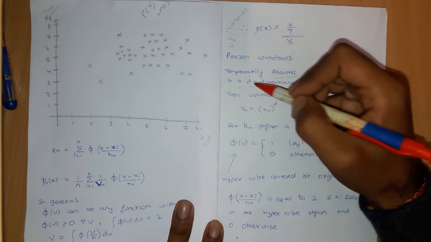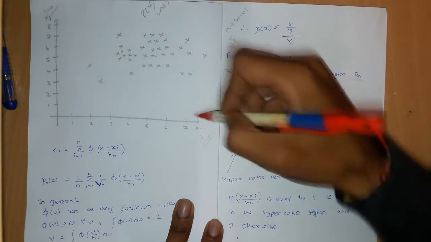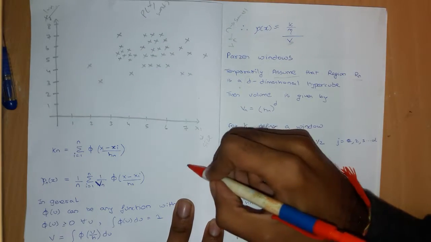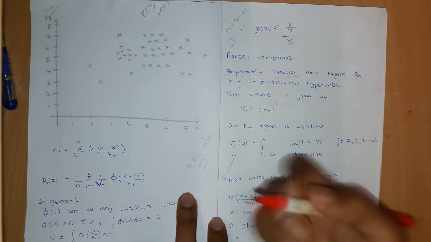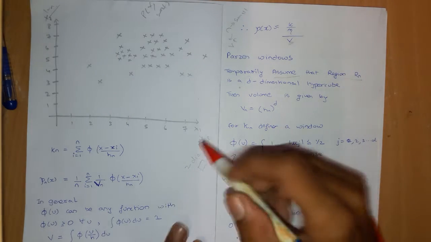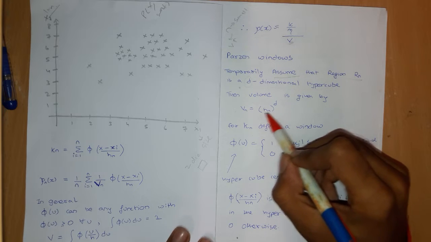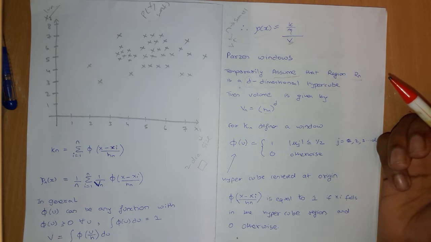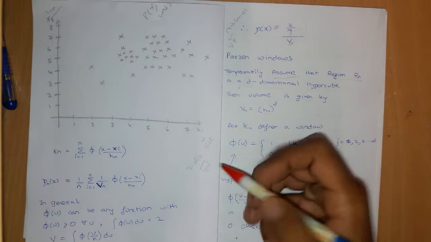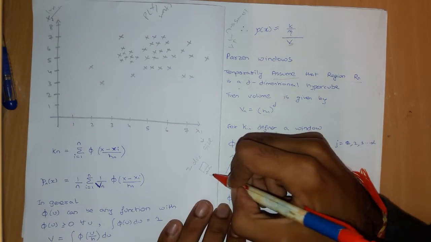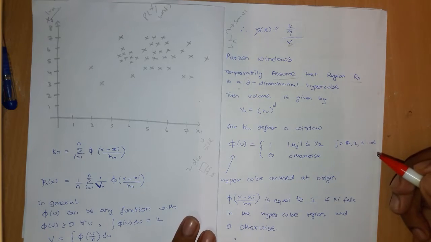So d-dimensional over here will be 2-dimensional, because there are 2-dimensional features. So it is a 2-dimensional cube, which is nothing but a square, with some hn. So hn is the size of the square. This size is nothing but hn. So this is what we are saying.